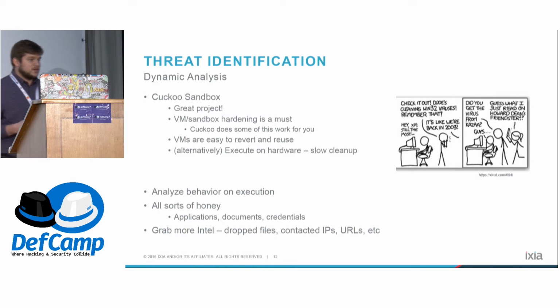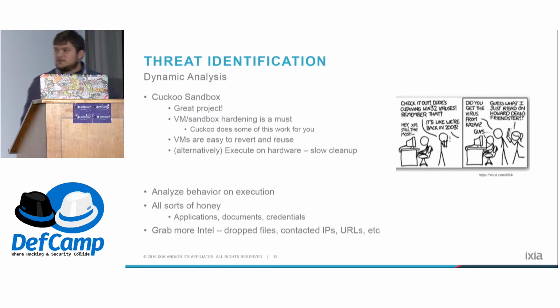To give the malware a helping hand, you also want to add some honey on your machine, okay? By installing applications, maybe vulnerable versions of applications, by leaving some fake documents lying around, fake credentials, anything they might be interested in exfiltrating. Then you start grabbing intel, and you will find a lot of it. You will find dropped files, you will find IPs, contacted IPs, botnet CNCs, and all the actions it undertook.